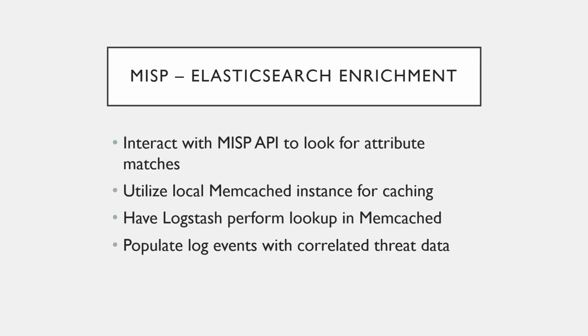So Elasticsearch enrichment, what we can do with that, we can interact with MISP in a way that we look for certain types of attributes or different tags, and we can pull those attributes down that are associated with those tags. And utilizing memcached as a local, basically an in-memory database, we can search memcached with Logstash, and then we can pull that stuff in and augment the data in our current pipeline. So we can see if we have a MISP match inside of Kibana. So it's pretty cool to be able to do that. I'm going to show you that in just a minute.